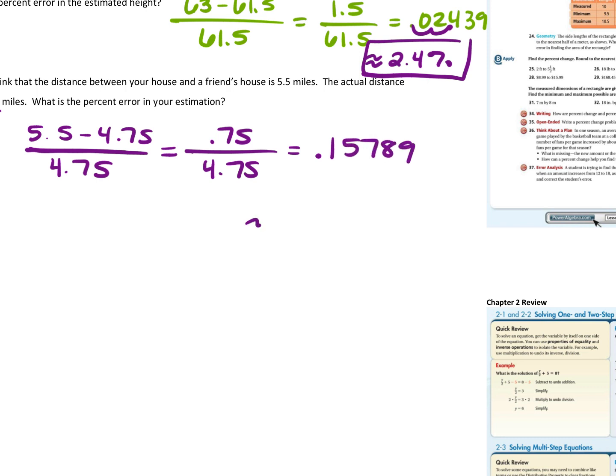0.1578. So as a percent error, about. It just means approximately.